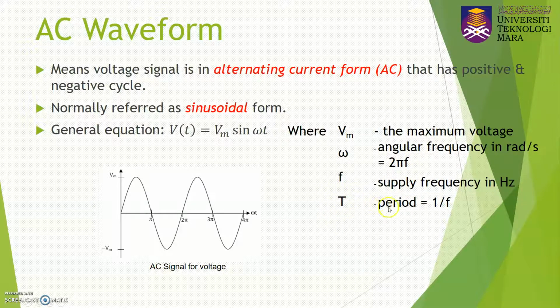T is the period, the time to make one full cycle. In this case, one cycle is considered until here, so T is from here to here. T can also be represented by 1 over f.